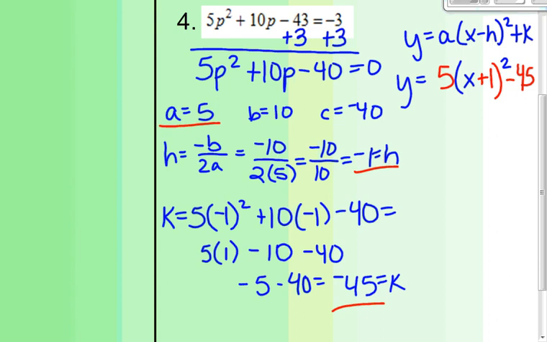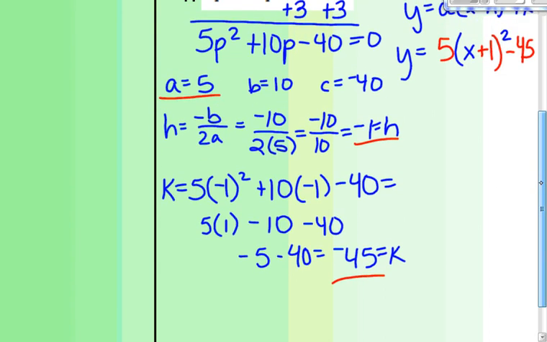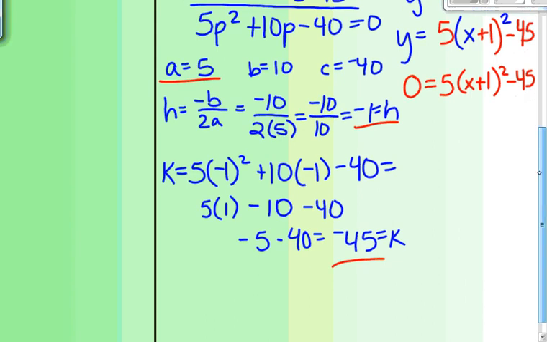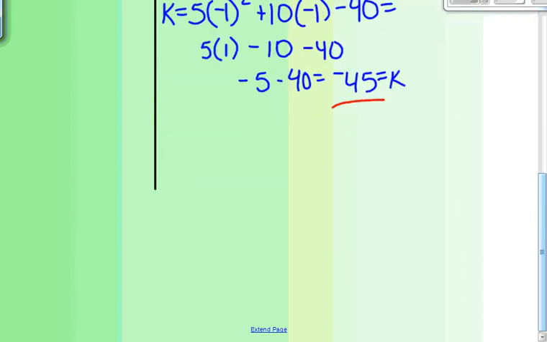All right, so now we have it in vertex form, and we need to solve using KASH. So the first thing we know is when we're solving that y has to be equal to 0. So this is really 0 equals 5 times x plus 1 squared minus 45. All right, so now that we have it ready for KASH, I'm going to scroll down, and that way we can redo this problem a little bit lower. We said that that was 0 equals 5 times x plus 1 squared minus 45.